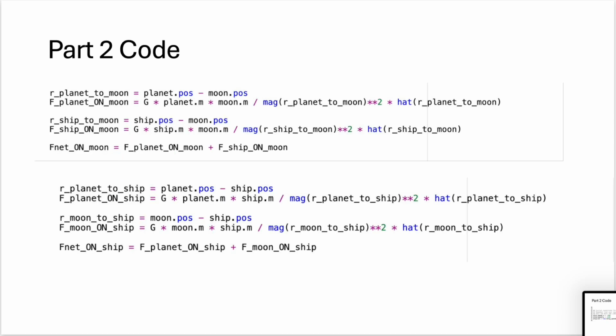Okay, so then this is the other part of the code that I edited. So this basically just finds the forces of the things on the other things. So it finds the force of the planet on the moon, the ship on the moon, and then the net force is the combination of those two. And then it finds the force of the planet on the ship, the moon on the ship, and then the net force again is just the combination of those two other forces.